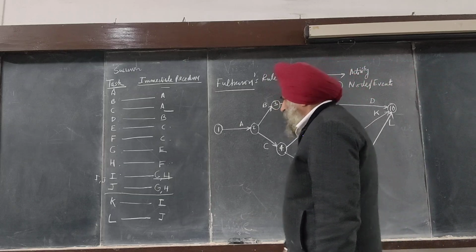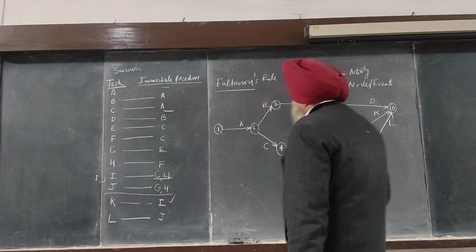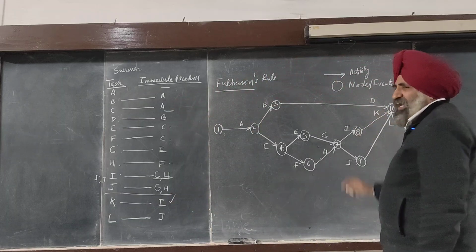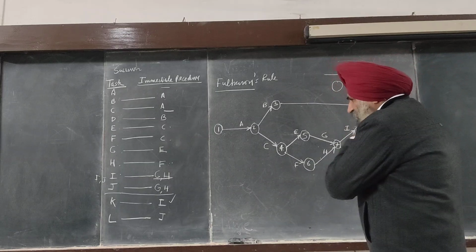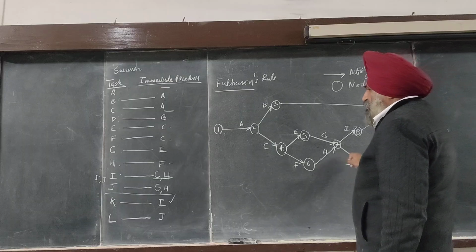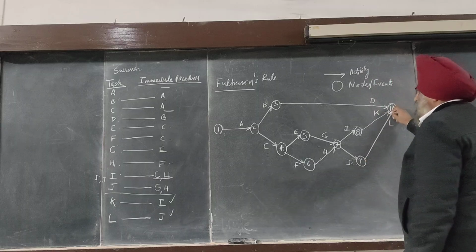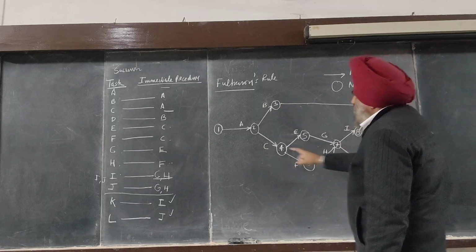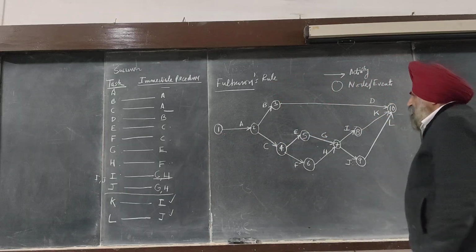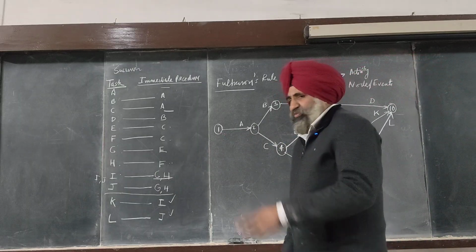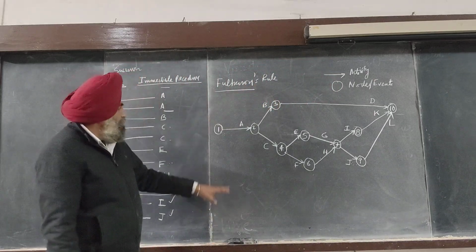Then what happened? Before the start of the K activity, I must be completed. So this has been done. Similarly, J is the immediate predecessor for the L task. Finally, at the end of the day, we have one start point and one end point. So we have made use of the Fulkerson rule by doing the numbering system.